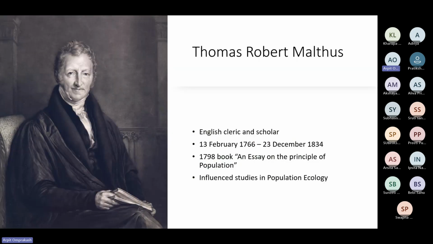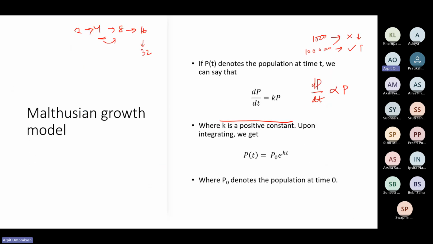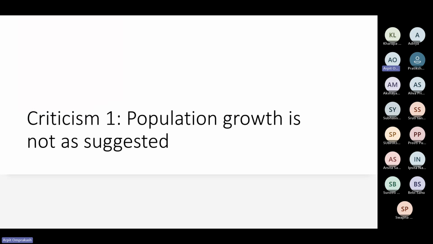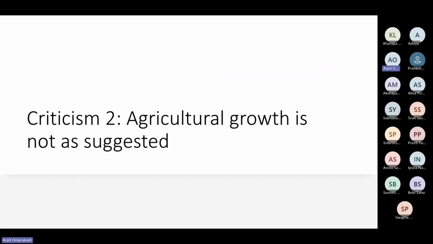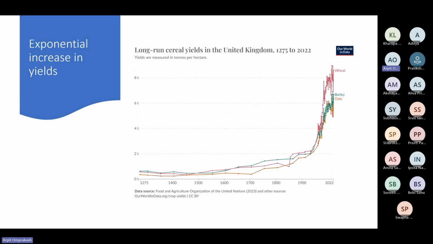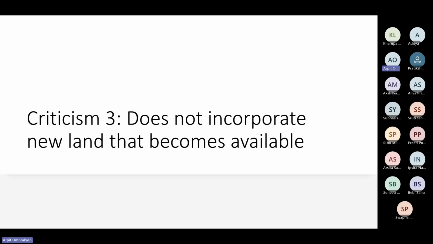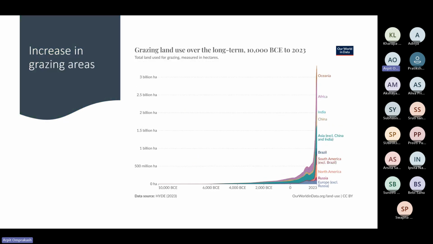We talked about the Malthusian growth model and how it might seem correct, but it's not. There are different criticisms, such as population growth is not exponential but is slowing down due to demographic transitions. Agricultural growth is exponential instead of arithmetic because of the introduction of new technologies and the increase in production yields. Then it also does not incorporate that new land becomes available, so the amount of land that is used for agriculture, cropland, and pastures is exponentially increasing.